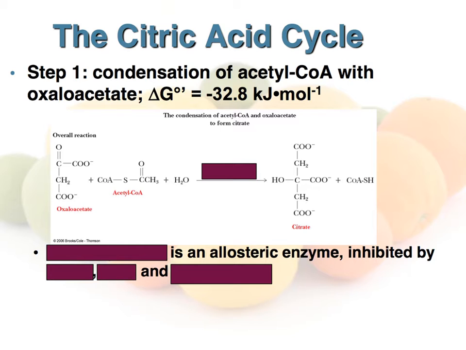We have acetyl-CoA. Acetyl-CoA is going to hook up with oxaloacetate, which we have talked about once before. Where have we seen oxaloacetate? It's part of gluconeogenesis. So it's in the citric acid cycle, it's in gluconeogenesis, and it's in one other way, at least so far, that we've actually talked about briefly.